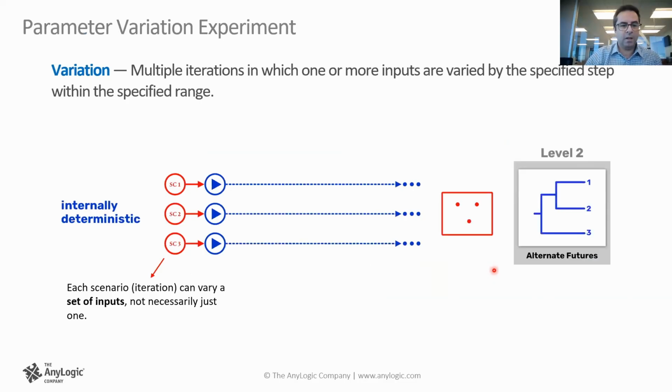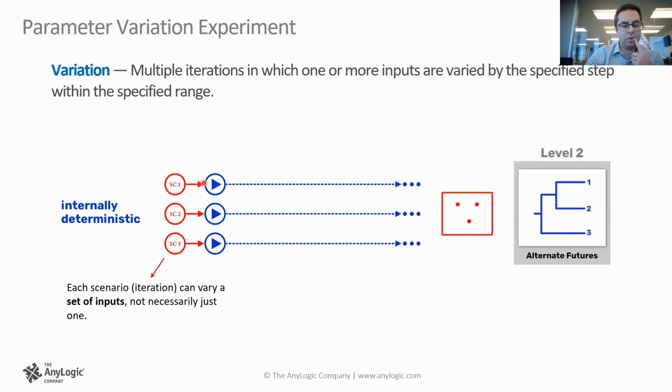In the next few experiments, we are going to expand this with multi-run experiments to search more and be able to do more prescriptive analysis or decisions. So let's start with the parameter variation experiment. In a variation experiment, multiple iterations in which one or more input values are varied are run. We specify a range for each parameter and run those to see these alternate futures.